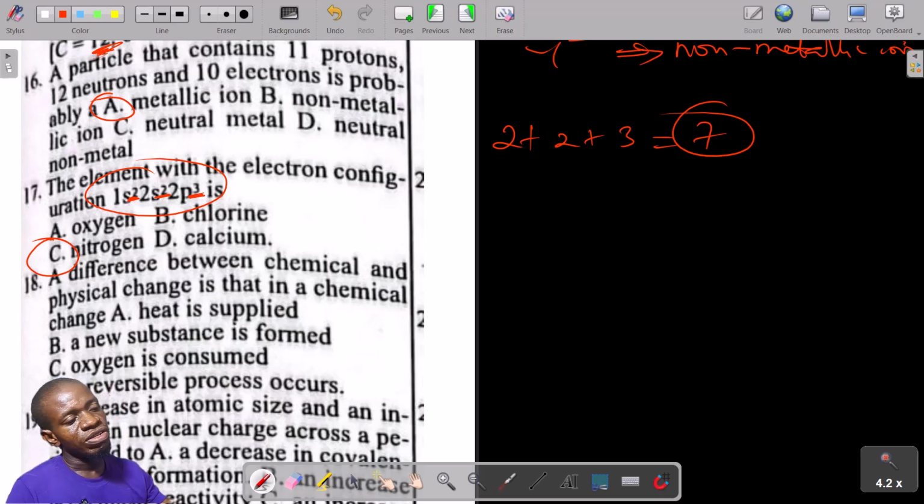The next question says a difference between chemical and physical change is that in a chemical change, what happens? They say heat is supplied. Well, a new substance is formed, which is the key thing. Let's see if we have other options. Oxygen is consumed, nothing concerns that. A reversible process occurs. Reversible process occurs in terms of an equilibrium reaction, if the reaction is in equilibrium, so nothing concerns that. So the correct option is option B.